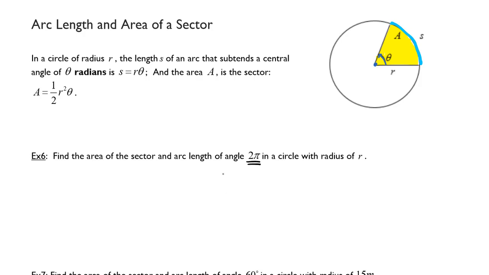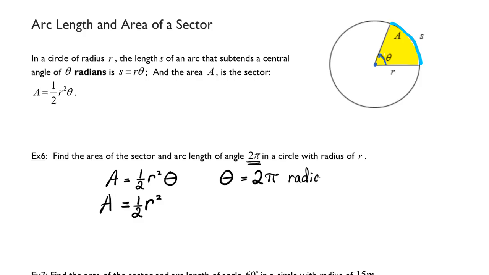If the angle is 2 pi, that means theta equals 2 pi, and the radius is r. So if we wanted to find the area, it's going to be 1/2 r squared theta. So let's substitute in these values. We know that 1/2 is just part of the formula. The radius is r, so we'll just write that as r squared. And we know that the angle in radians is going to be 2 pi.